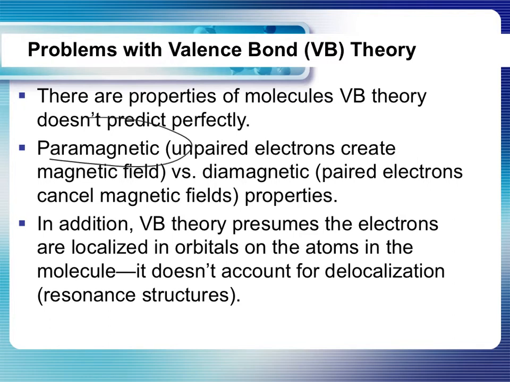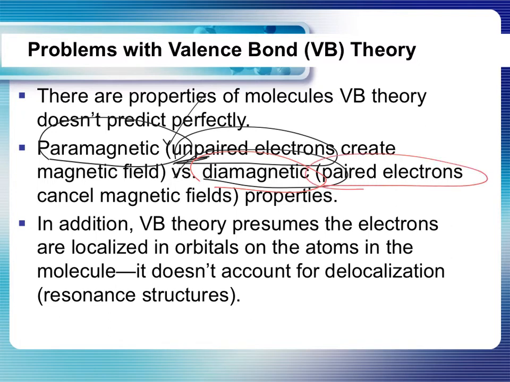One of the more important ones has to do with properties we call either paramagnetic or diamagnetic for molecules. Paramagnetic molecule means that it has some unpaired electrons. Diamagnetic means that in that molecule all of the electrons are paired. There are no unpaired electrons. I kind of remember these because I think they sound the opposite of what they should be. Para means they are unpaired.